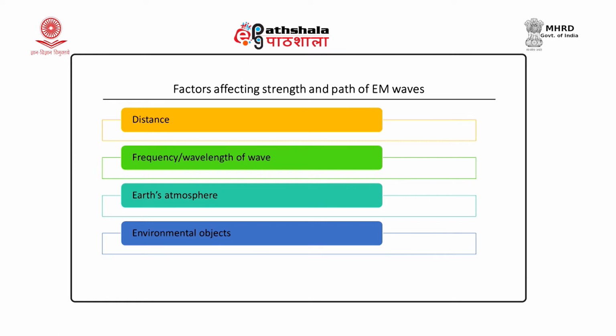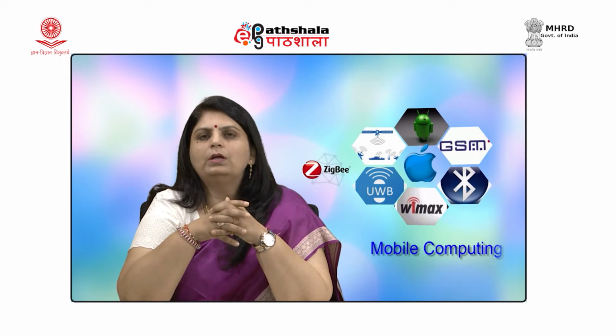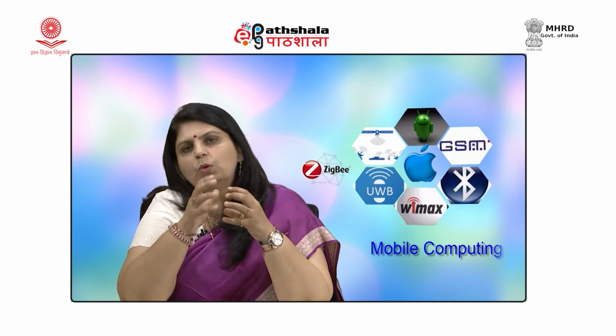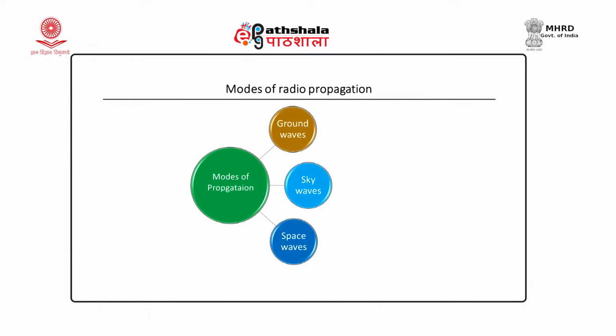So, in this module we will see what the effects of these factors are on the quality of the signal. So, first let us see what the three different modes are in which the signal propagates. As I just said, the three modes are ground waves, sky waves and space waves. Let us start with ground waves.